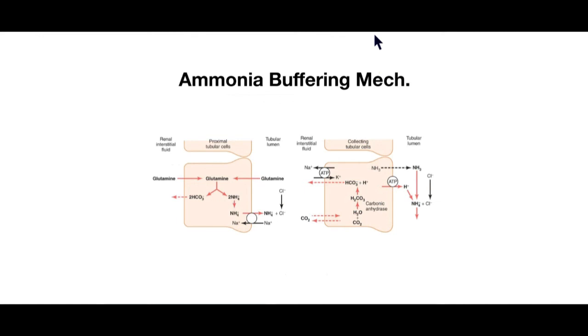How do we get ammonia being produced inside of the nephron? It happens in the proximal tubular cells because of glutamine. Glutamine's coming into the cells and it's actually being converted and producing ammonia in the process. In the collecting tubules, we're going to talk about why we want to make sure that our ammonia is going to be able to be secreted into the tubular lumen.